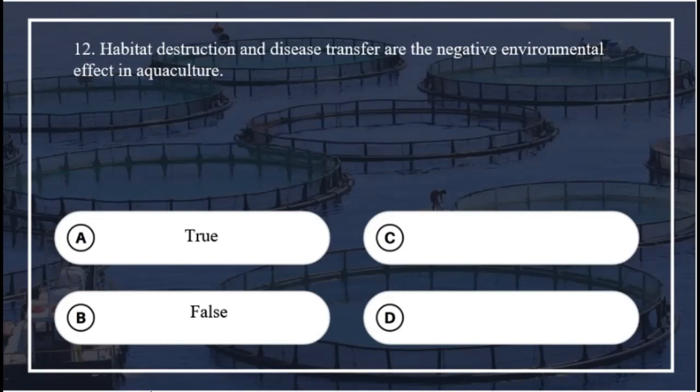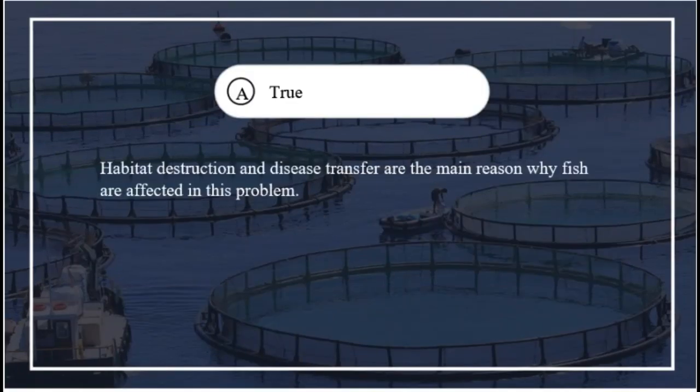A. True. B. False. Answer: A. Habitat destruction and disease transfer are the main reasons why fish are affected in this problem.